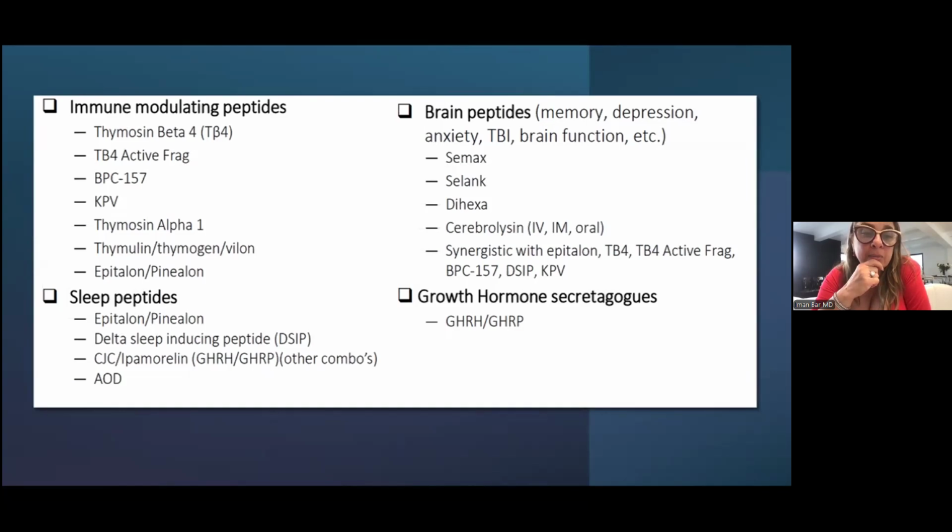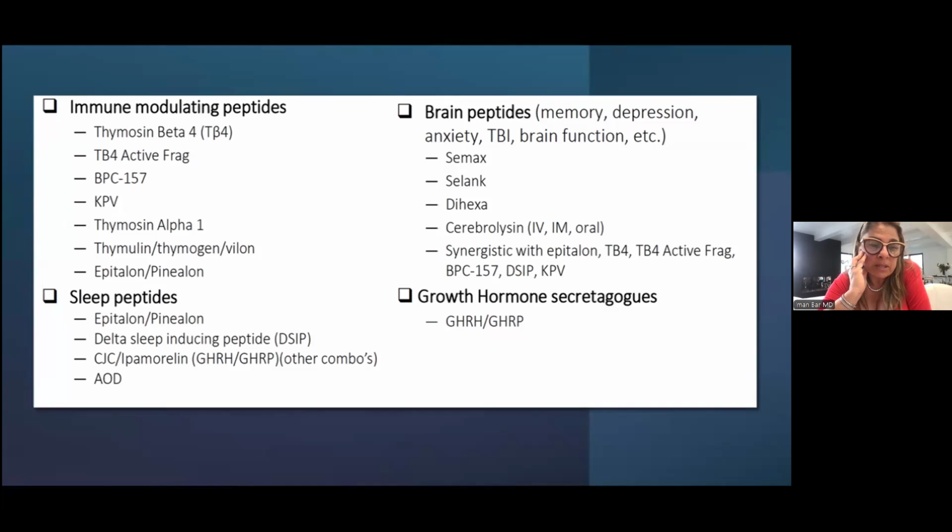Epitalon and pinealon, they're the same, the pineal peptides, whether it's a bioregulator, injectable, or a synthetic. Sleep peptides. So epitalon is a synthetic and pinealon is the animal organ. Sleep peptides, epitalon and pinealon, they regulate the melatonin in your circadian rhythm. I don't use DSIP anymore.